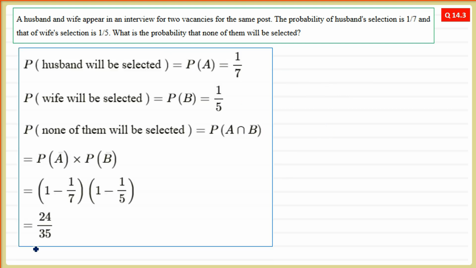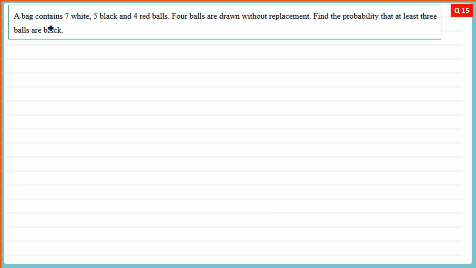That's your answer. So this is how you're going to go about it. Please remember, none of them will means first not, second not, both intersection. It's complement.